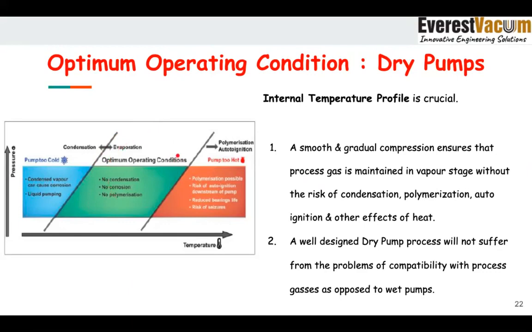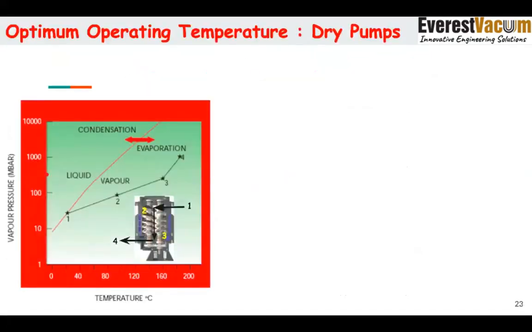How do you decide what the optimum operating condition is? Three conditions should be met. Number one, there should be no condensation, there should be no corrosion, and there should be no polymerization. Then we can say that we are operating in this green band. If we are operating in the red band, that is also a problem. If we are operating in the blue band, that is also a problem.